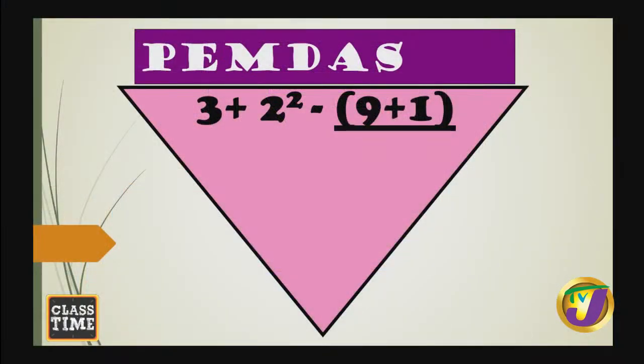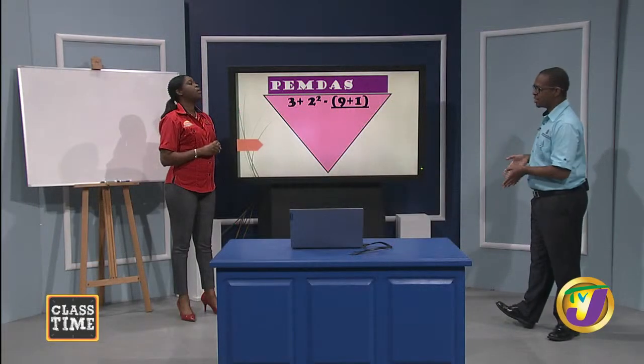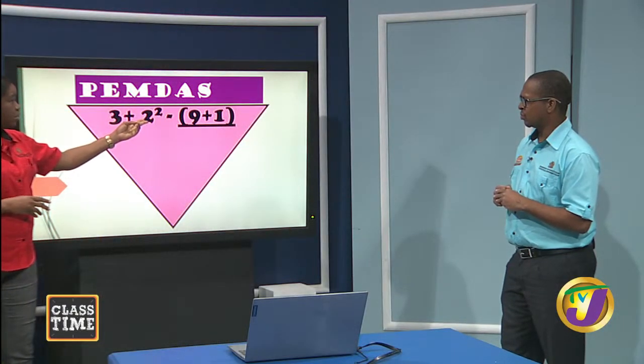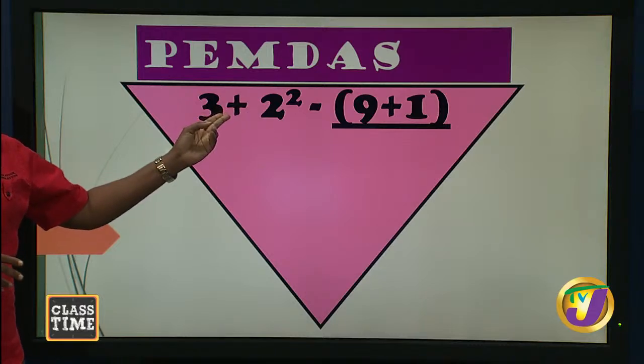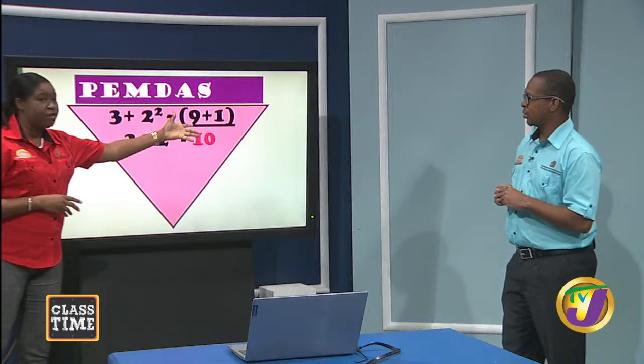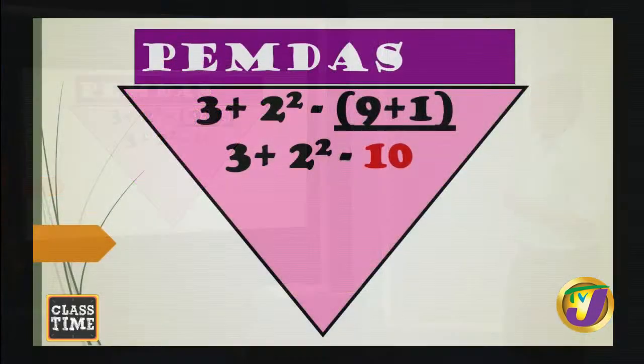So here we have 3 being added to 2 squared, and we're subtracting 9 being added to 1 in parentheses. I'm thinking, based on what you said, we're going to work what is in the parentheses first. Definitely. So we have the parentheses. Here we have square, exponents, and addition, and subtraction. So there's 1, 2, 3, 4 different operations going on here. Now, as you said, we'd work the parentheses first. Okay, and when I add those numbers in the parentheses, I'm getting 10.